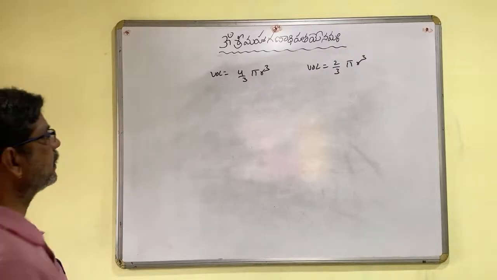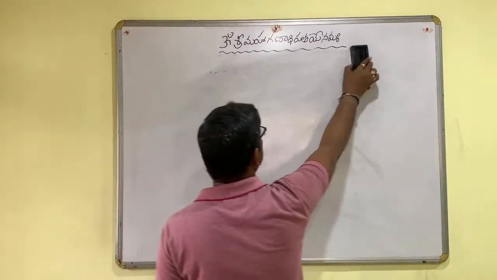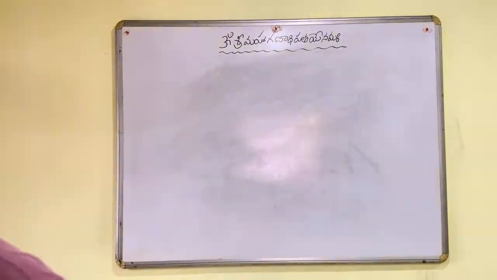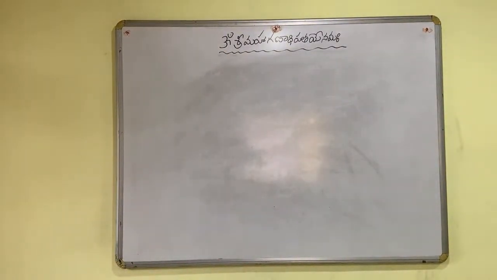Let us discuss the problems in the last exercise. Find the volume of a sphere whose radius is given. The first question is a direct question. Radius is given, you need to find the volume of the sphere.